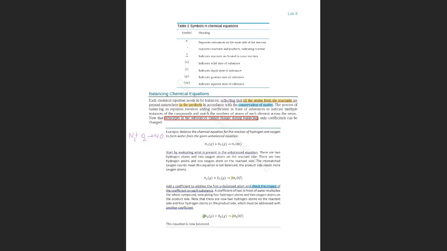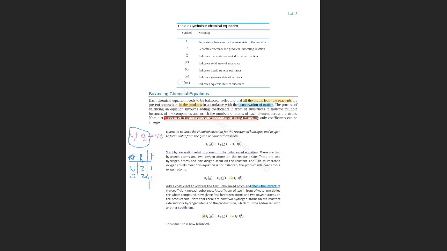Some students won't count. Okay, on the reactant side, I count 2 nitrogens and 2 oxygens. And on the product side, I count 1 nitrogen and 1 oxygen.